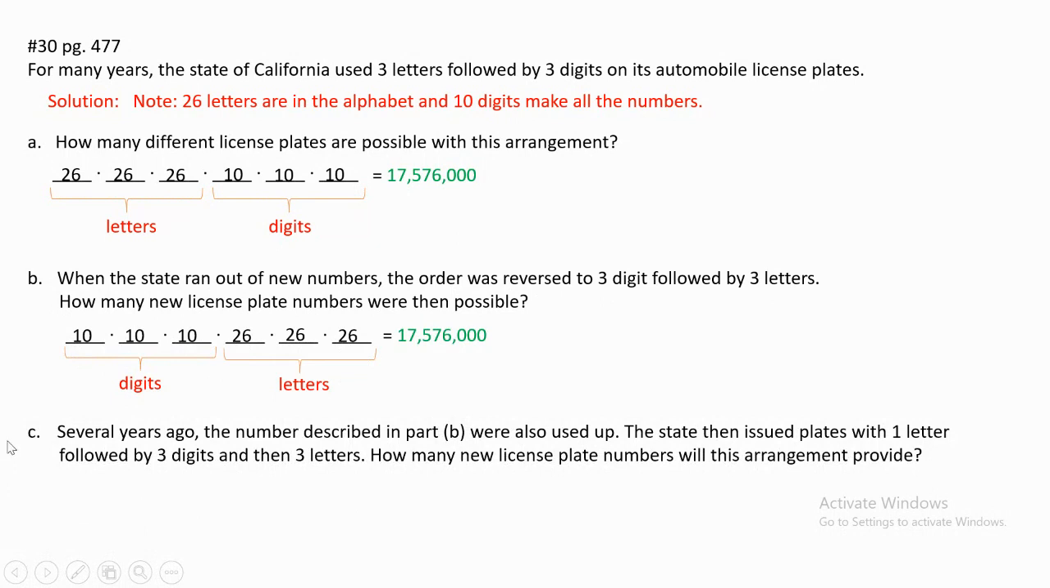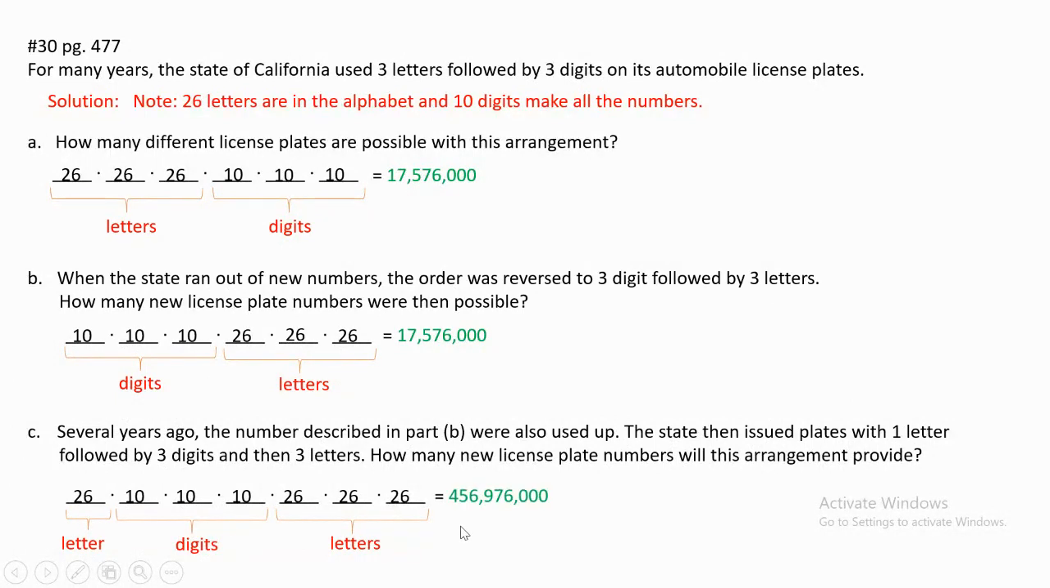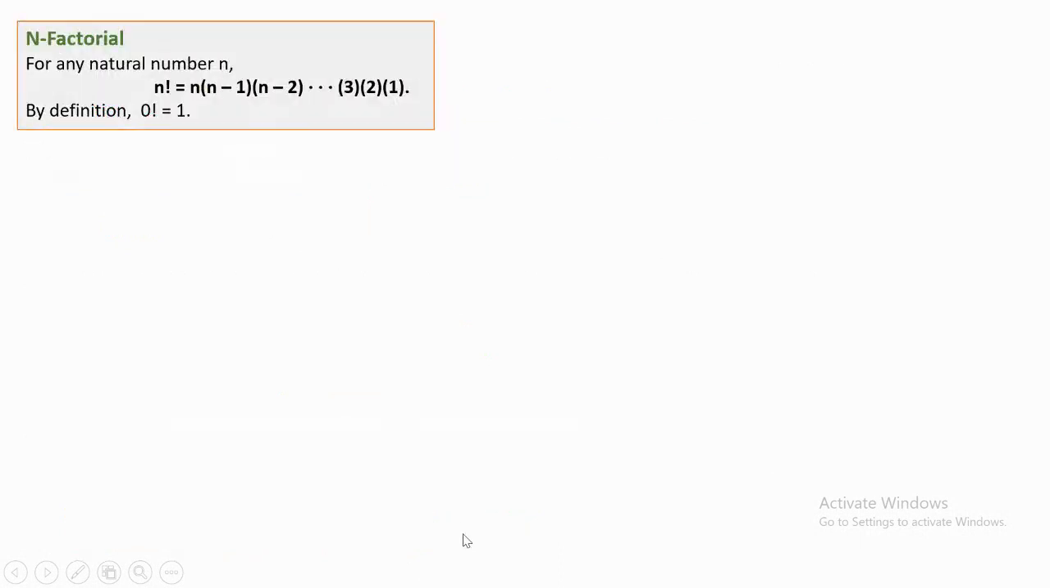Now for part C. Several years ago, the numbers described in part B were also used up. The state then issued plates with 1 letter followed by 3 digits and 3 letters. So in other words, they only added 1 letter at the beginning. There's my letter, followed by the digits, and followed by 3 letters. So it's going to be 26, 10, 10, 10, 26, 26, 26. And if you multiply them out, we're going to get 456,976,000 possible combinations.